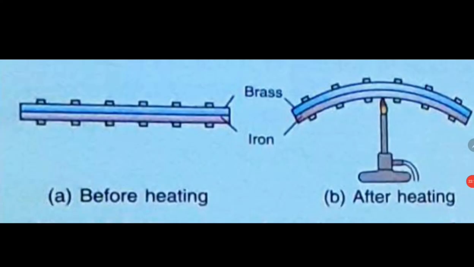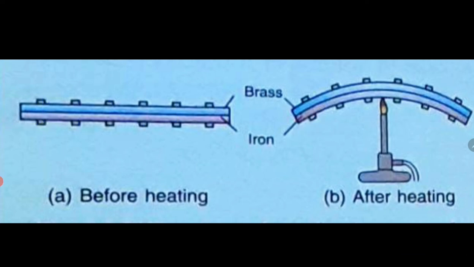So here is a figure of a bimetallic strip. This is a bimetallic strip. It is made out of brass and iron. You can see they are riveted together. This thing is called riveting. Here they are fixed together.